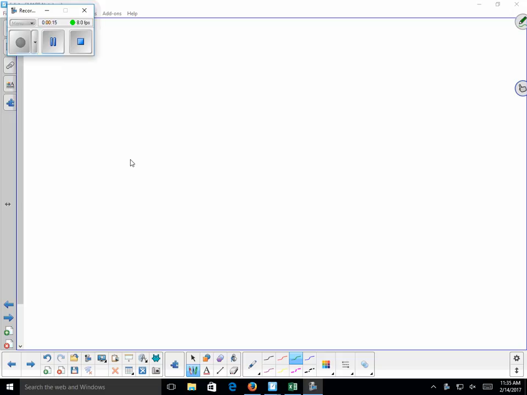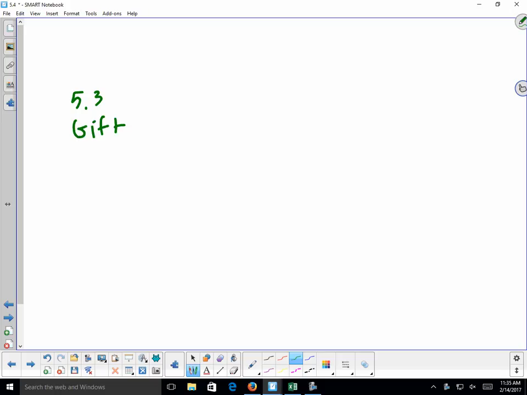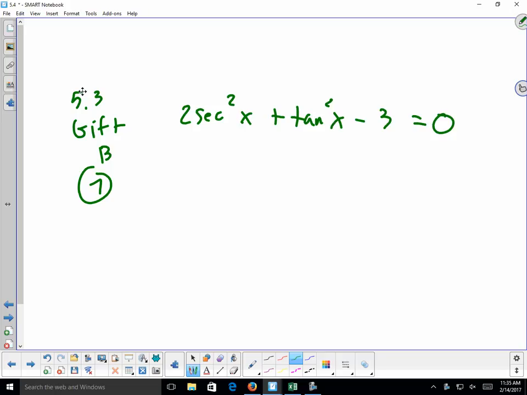Okay, on gift B, we are looking at number 7 from 5.3. It says 2 secant squared x plus tangent squared x minus 3 equals 0. Did you make a substitution? Yes. What did you plug in? 1 plus tangent squared x. For secant squared? Yep. So 1 plus tangent squared x is the same as secant squared x, right?